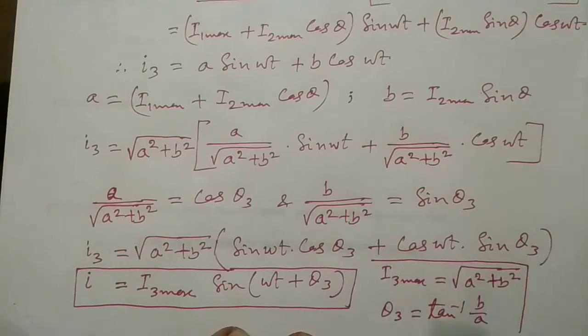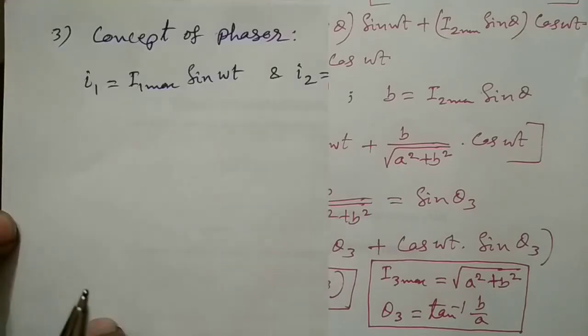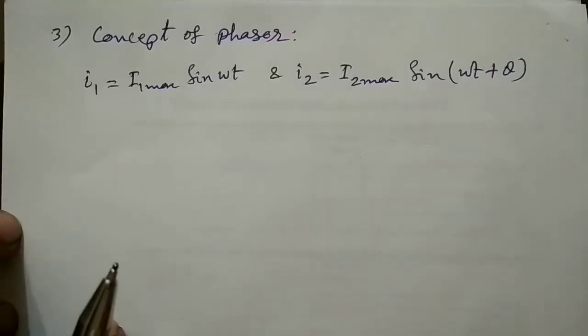So in this way we can solve the resultant for two alternating parameters. This is a concept of trigonometrical identities. Now the third method, that is the concept of the phasor for algebraic operations.